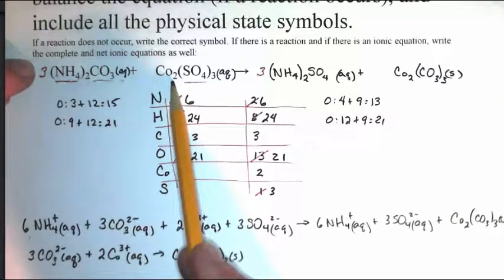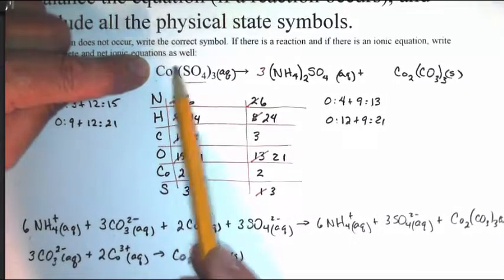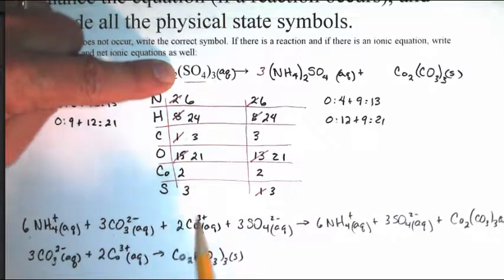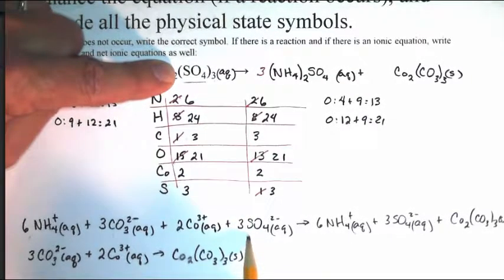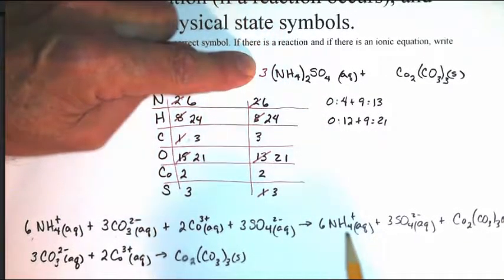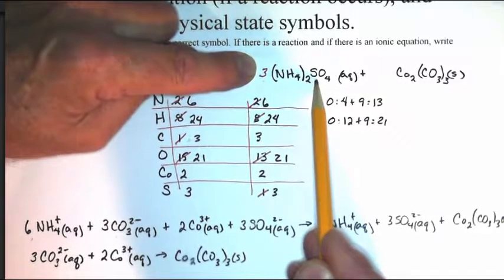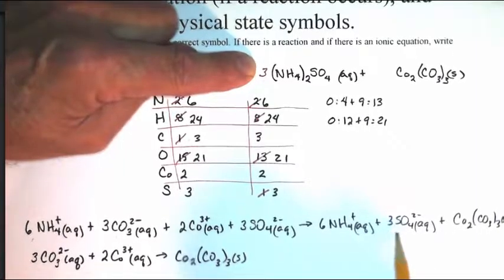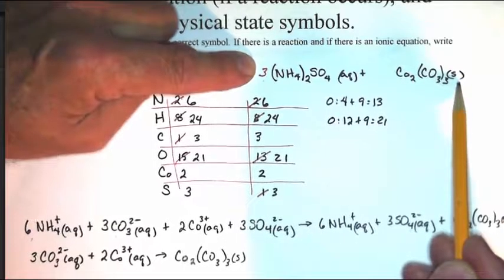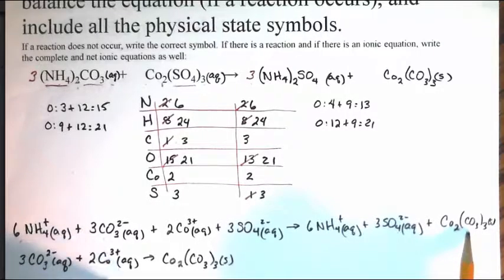Here, I've got 2 cobalts, and we've already established that as a 3+ charge. This 3 here outside the parentheses means I have 3 of everything inside, so I've got 3 sulfates. Over here again I've got 2 ammoniums times 3, that's 6 ammoniums. This coefficient 3 here means I also have 3 sulfates, and the cobalt 3 carbonate over here doesn't break up because this is a solid, so I keep it like that. And then that's the complete ionic equation.